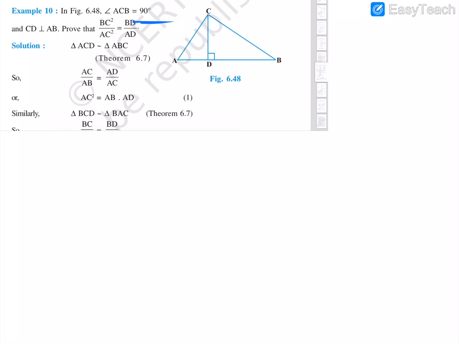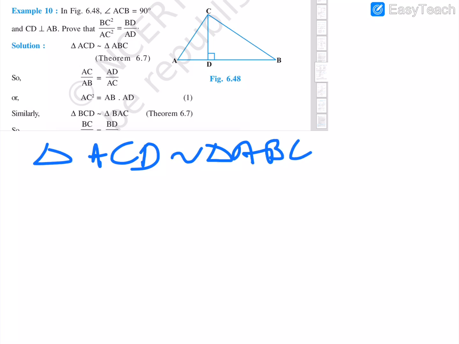So let's take those two triangles. How do you know which triangle we have to take? Here if you observe, AC, BC, this is triangle ABC, BD, AD, triangle ABD. So let's take both the triangles. Triangle ACD is similar to triangle ABC, because both have one angle A common and one 90 degrees. So by AA both will be similar. Now we write similarity properties.